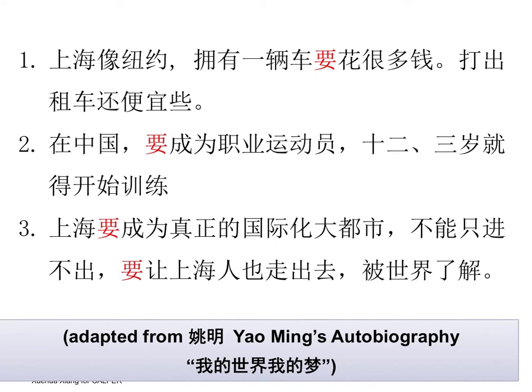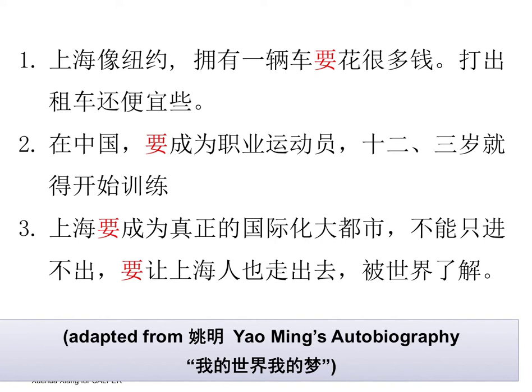So this is a sentence. Shanghai is going to become a real international city. 上海要成为真正的国际化大都市. Here Shanghai is made into a person having volition. Gotta do this. 要成为. Cannot 不能只进不出. 要 This is something that needs to be done. 要让上海人也走出去被世界了解. So all the three examples cover a range of nuanced meanings of 要, but the central meaning of 要 here is that there's no ambivalence about it.